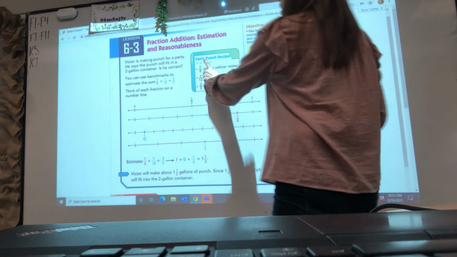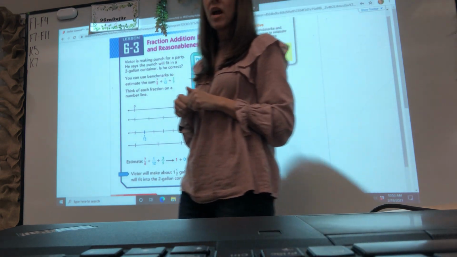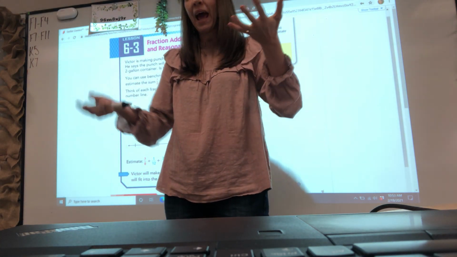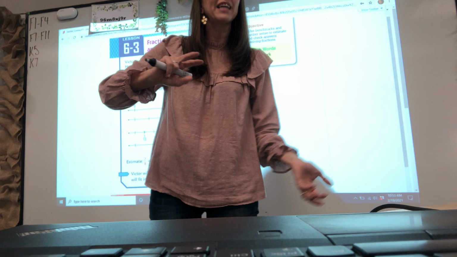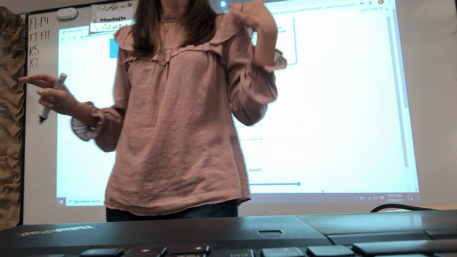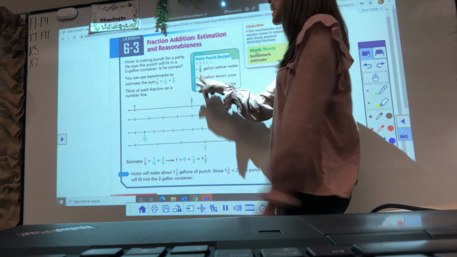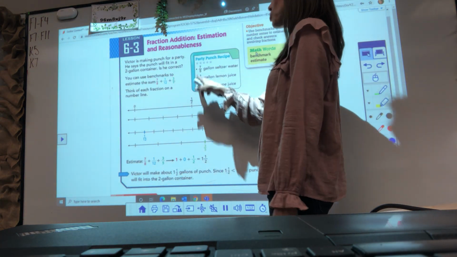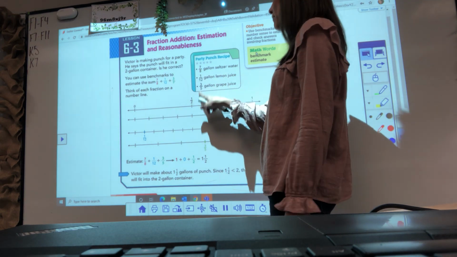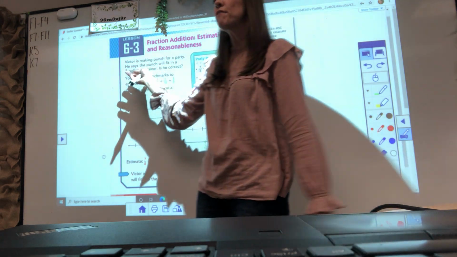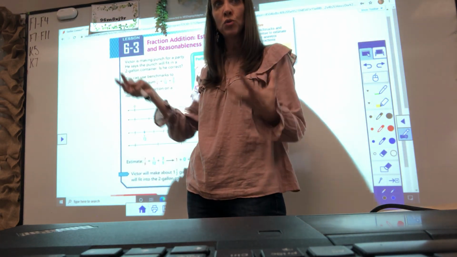Let's look and see. Can you just pour it in there and see if it works? Well, you can pour it in, and then you're like, oh, I've mixed up this recipe, but half of it doesn't fit. And then you have to dump it in another container, a big mess, right? No, we're just going to figure it out first by estimating. Okay, party punch recipe. 7/8 of a gallon of seltzer water, 1/12 of a gallon of lemon juice, 3/5 of a gallon of grape juice. If you add them all together, does it fit into a 2-gallon container?